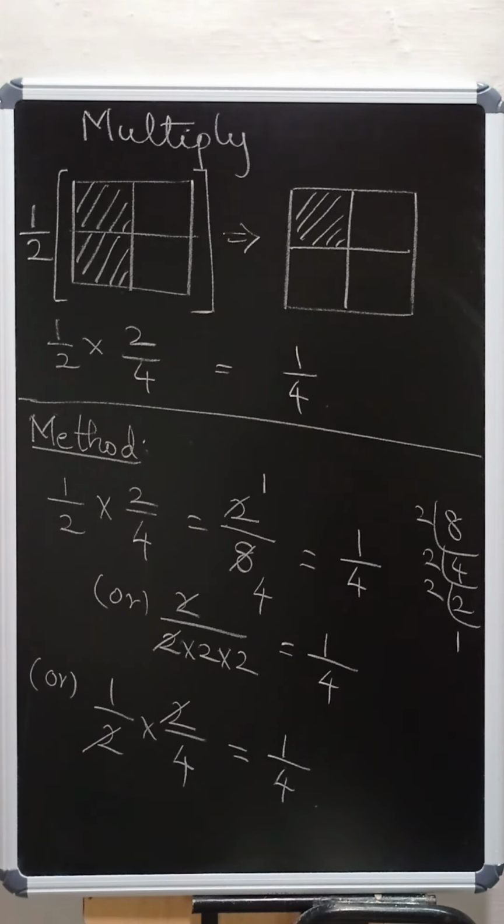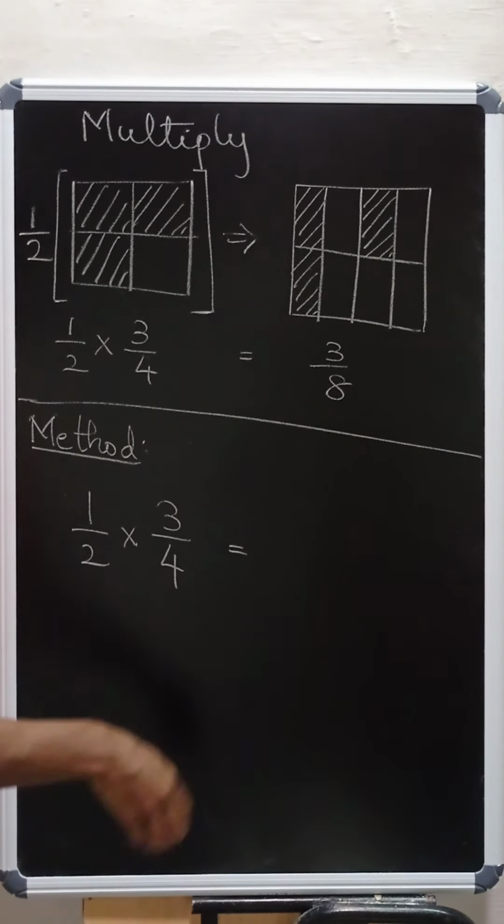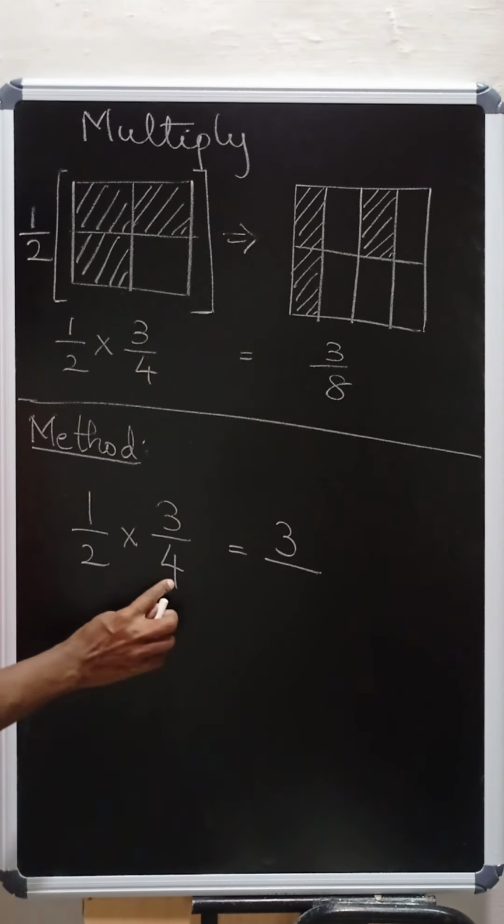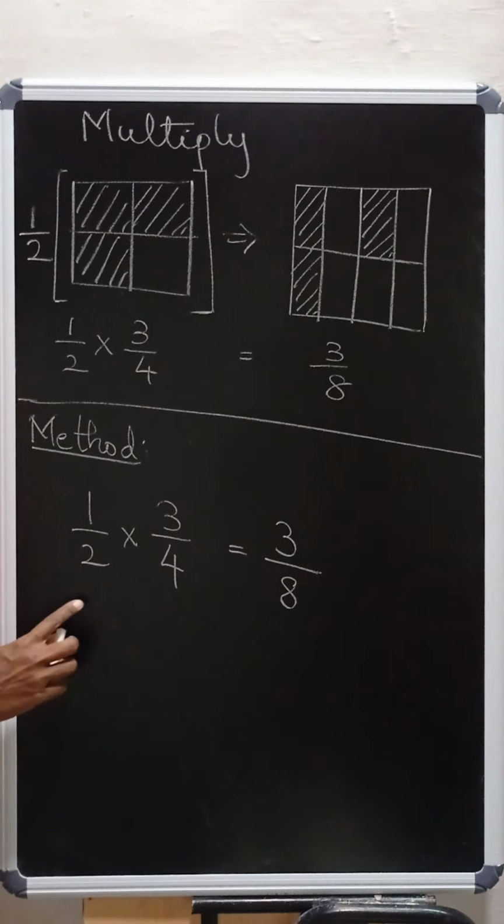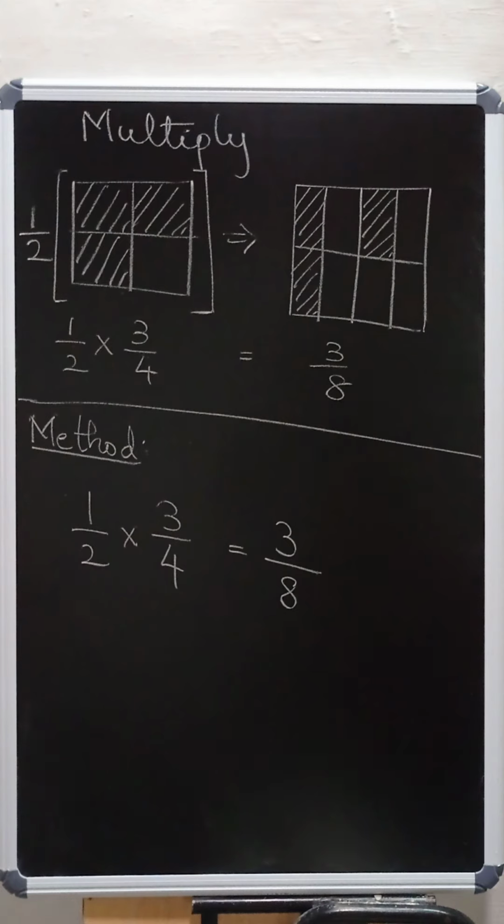So all are the same. Now how are we going to do multiplication? Just multiply the numerators and write the answer. Multiply the denominators and write the answer. That's it, the multiplication of fractions. Second sum, half into 3 by 4. So 1 3s are 3. Multiply the numerators. Then multiply the denominators. 2 4s are 8. That's it. The multiplication of 1 by 2 into 3 by 4 is 3 by 8.